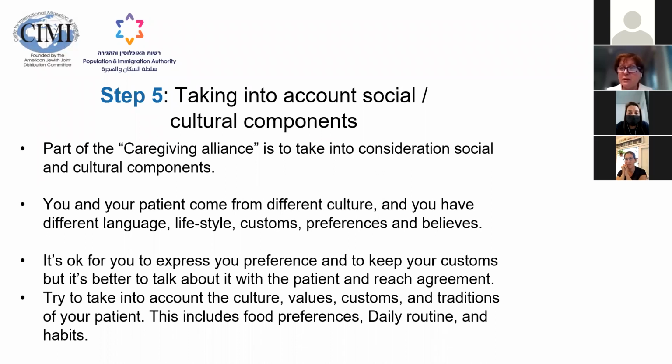It takes a while to learn who you're living with, what he needs, and how you can best help him. Part of the caregiving allowance is taking into consideration social and cultural components. You and your patient come from different cultures and you have different language, lifestyle, customs, preferences, and beliefs. And of course, there's also the age difference, okay? I assume that most of you will be taking care of elderly people. And young people have a different energy, a different pace, a different attitude towards things. So add all of that to the person that you're going to be living with.